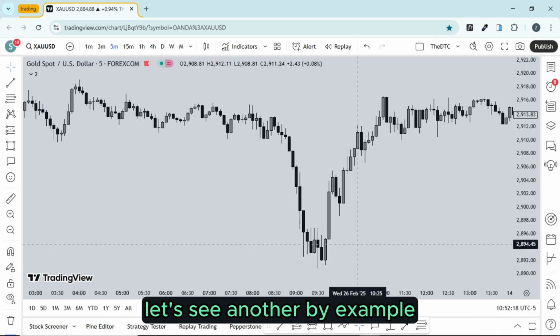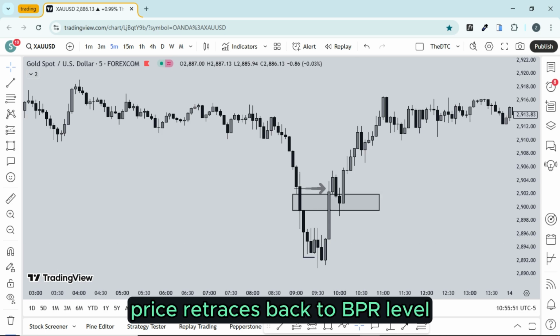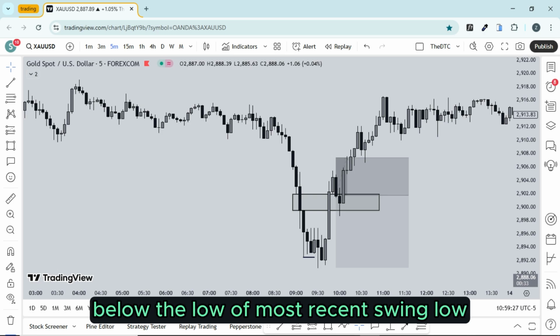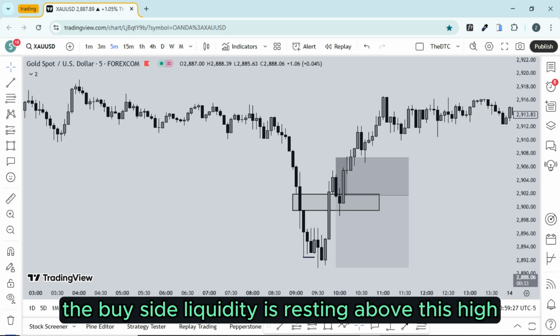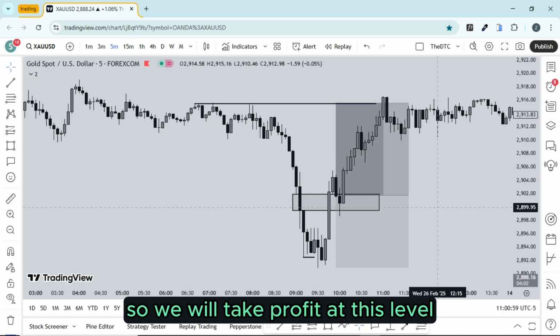Let's see another buy example. After taking this liquidity, price changed its direction and created this BPR level. Price retraces back to the BPR level. We will enter a buy trade at the high of BPR, and we'll put our stop loss below the low of the most recent swing low. For take profit, you can see the buy side liquidity is resting above this high, and the price isn't in a strong bullish trend, so we will take profit at this level.